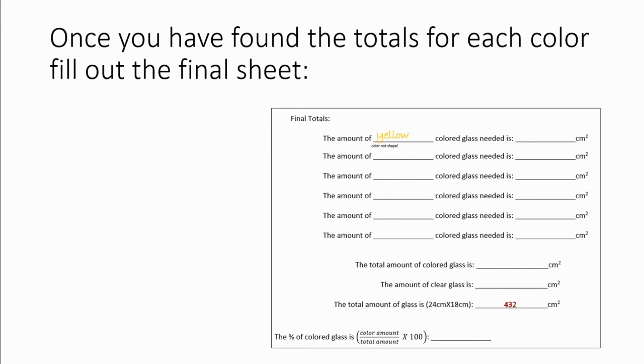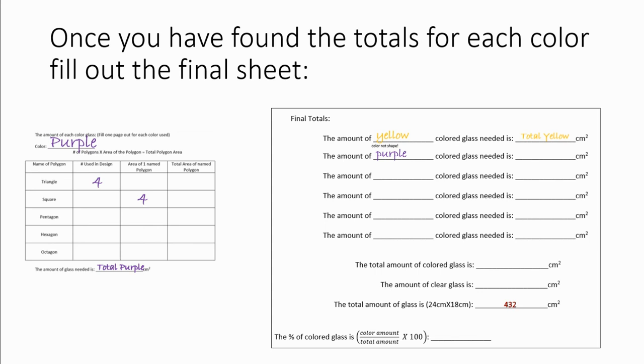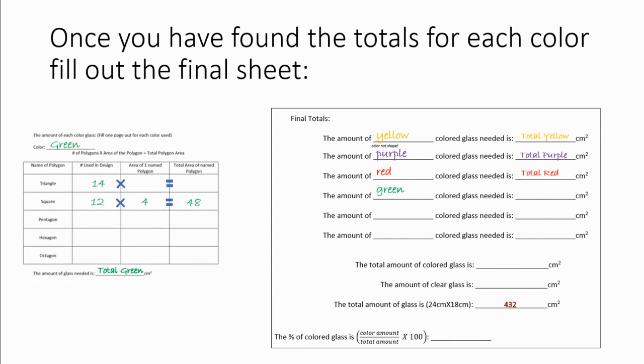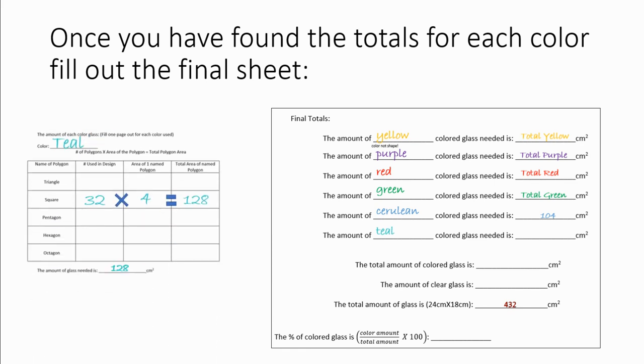Once we know all the totals for each color, we'll fill in the last table. So for yellow, I know my total yellow is at the bottom of the yellow table. For purple, I'll get the total purple. Then for the amount of red, I'll look at my red table and find my total red needed. For the amount of green glass, I'll find my total green. Cerulean, we know our totals because it was only squares. So that's going to be 104. That's going to go on that last blank. And then for my teal, I'll look at my teal table, which was 128 centimeters.